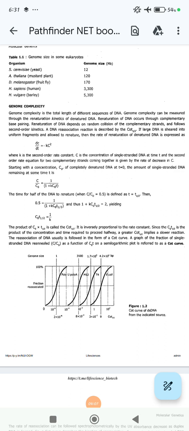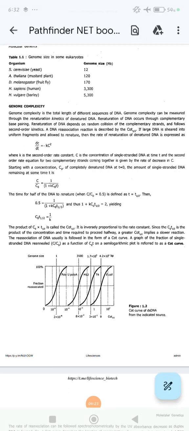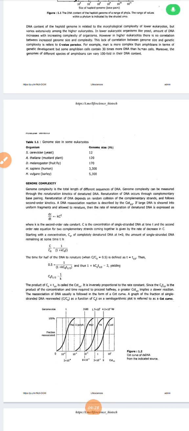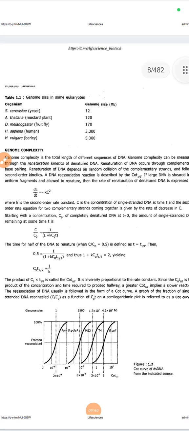If large DNA is sheared into uniform fragments and they are allowed to renature, then the rate of renaturation of the denatured DNA is expressed as dC/dt = -kC squared. So genome complexity is measured by this formula, dC/dt = -kC squared. What is k here? It is the second order rate constant.